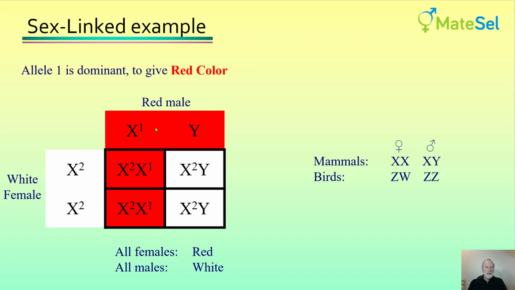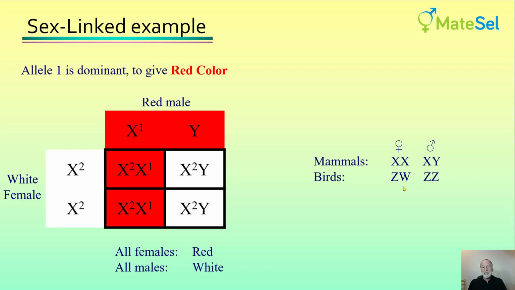And when we mate these two together, any female offspring must have inherited the X chromosome from the male, and therefore they inherit the number 1 allele and are red. Whereas all males inherit a Y chromosome from the male, they get the female's X2 allele, and therefore they are all white. And this is a useful sort of cross because in this situation all the females are red and all the males are white. And of course in birds it's the other way around.